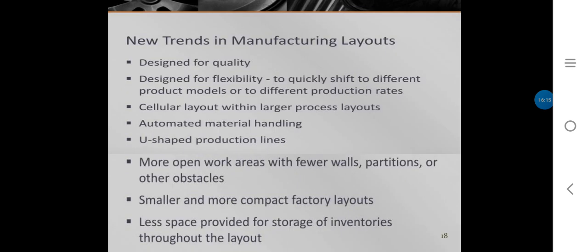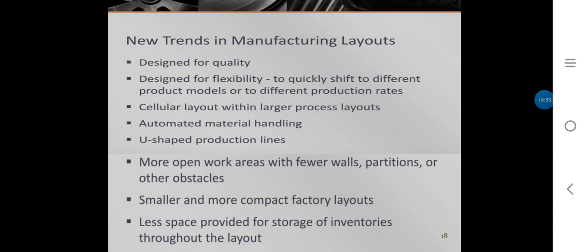And new trends in manufacturing layouts. Process, product, cellular, and hybrid fixed position, all of these manufacturing layouts have new trends and new features. So these are some of the new trends in manufacturing layouts: design for quality, focus on quality and design for flexibility, cellular layouts within larger process layouts, automated material handling, and U-shaped production lines.